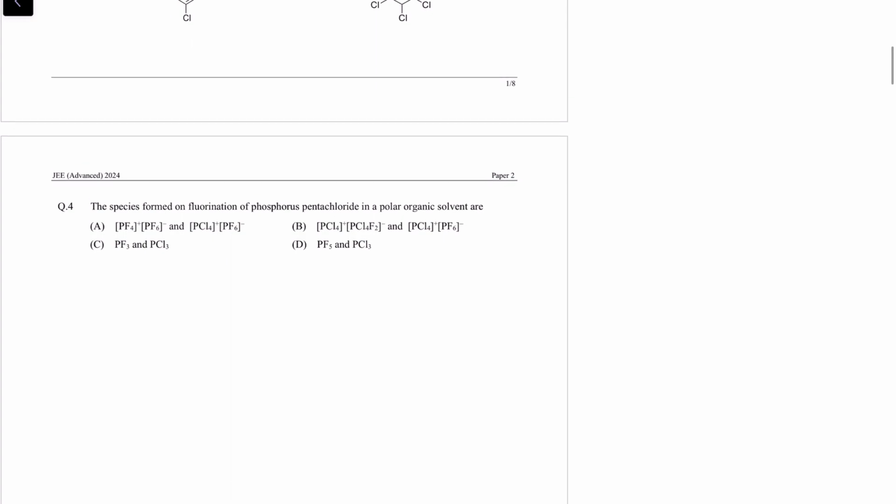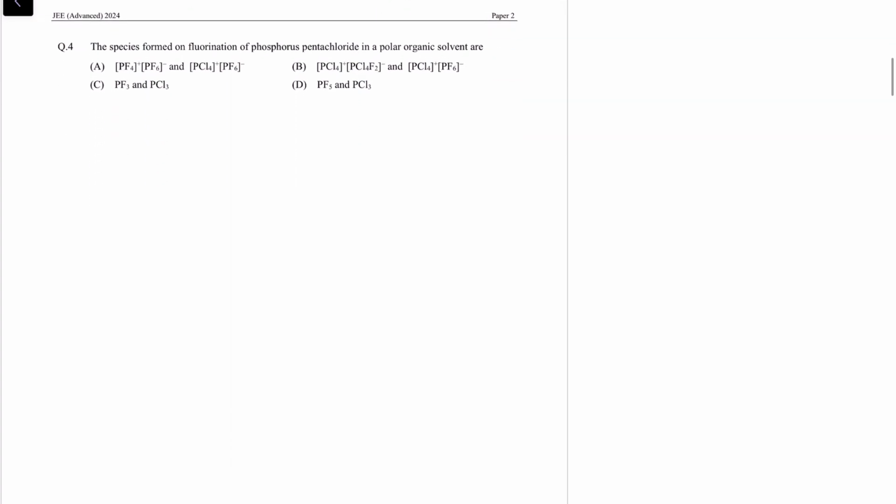Moving to the next question, the species formed on fluorination of phosphorus pentachloride in a polar organic solvent are. Now I would call it rather unusual question because I did not find this in common textbooks of inorganic chemistry. The correct answer to this question is this: when PCl5 is fluorinated in polar organic solvent, there are two types of products that are formed. You should also remember that in polar solvents or in ionic state, PCl5 exists as PCl4+ and PCl6-. By the way, the correct answer to this question is option 2.